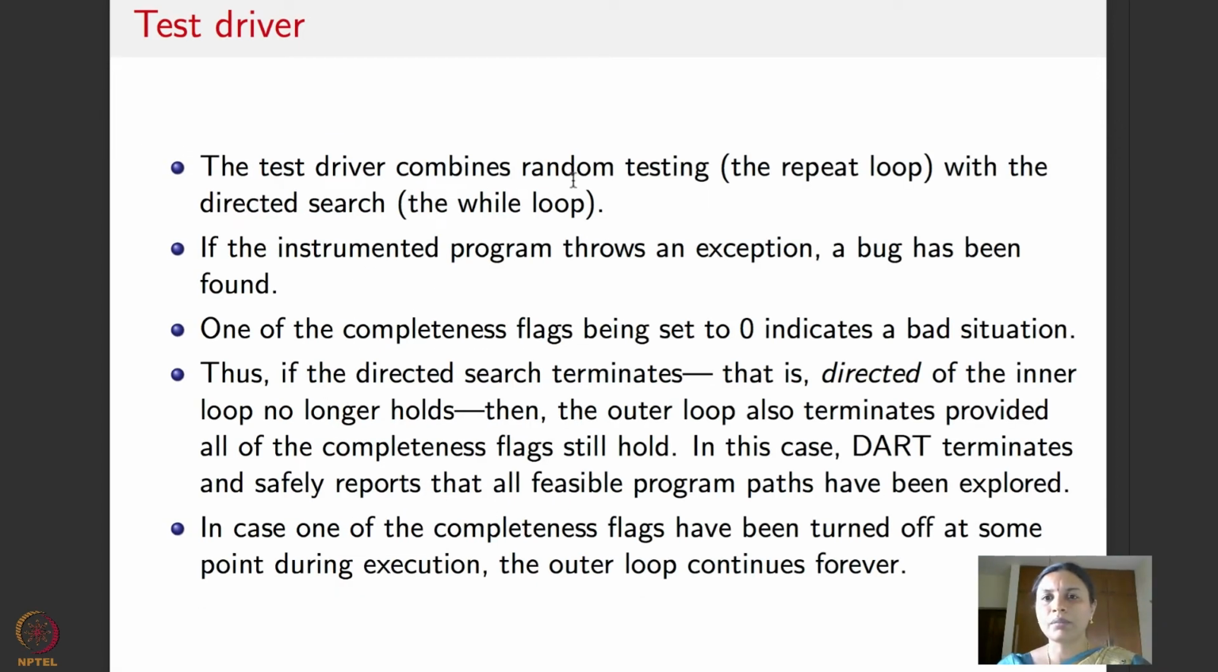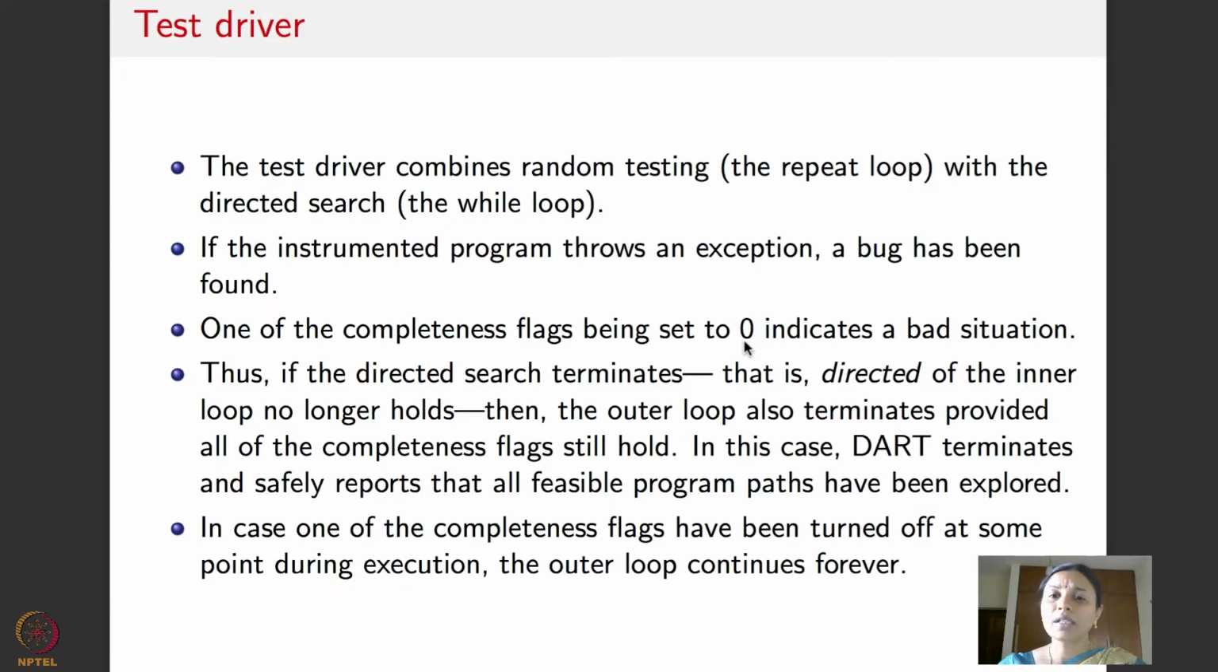It combines random testing, which is this repeat loop, with directed search, which is the inner while loop. If the instrumented program throws an exception, a bug has been found. So Dart will print that message and exit. If one of the completeness flags is set to 0, what does it mean? Dart has encountered a bad situation. It has encountered a nonlinear constraint. It has encountered a place where the memory location of a particular variable is not known. It has encountered some bad situation.